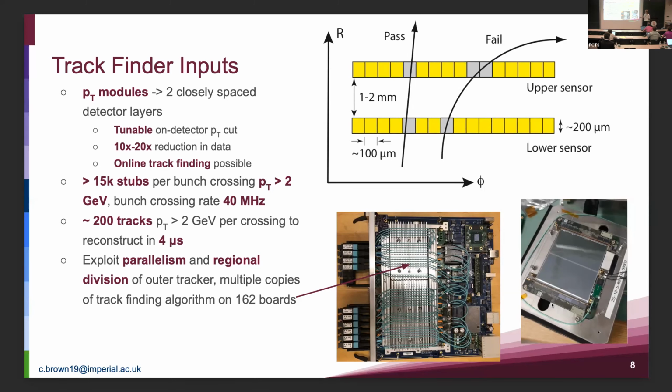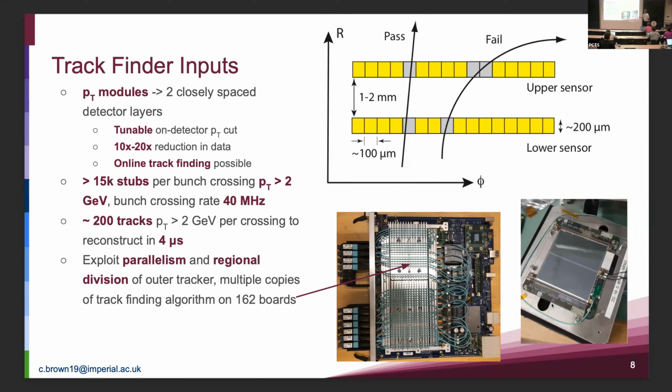Just to throw some numbers at you, you're going to be looking at 15,000 stubs per bunch crossing at 40 megahertz, so that's a lot of data going through this trigger. And we look to reconstruct about 200 tracks with a PT greater than 2 GeV per crossing. We have about 4 microseconds to do it, so not very long at all.